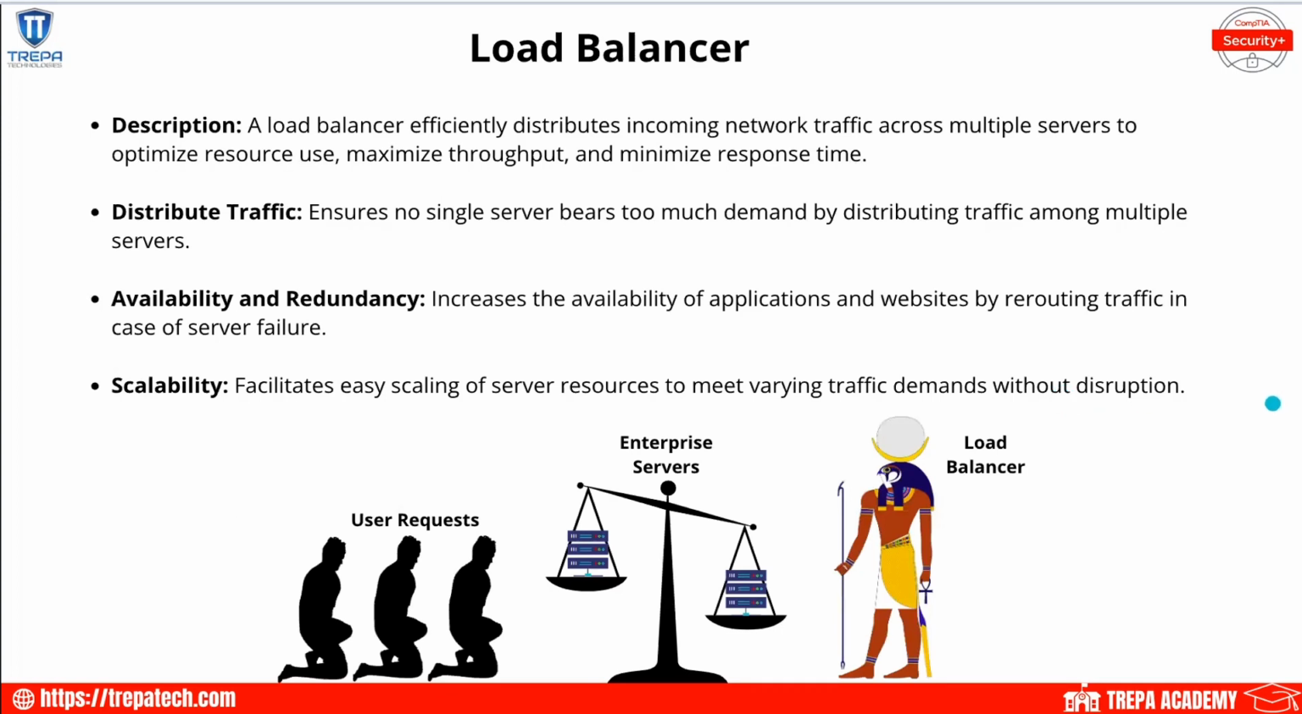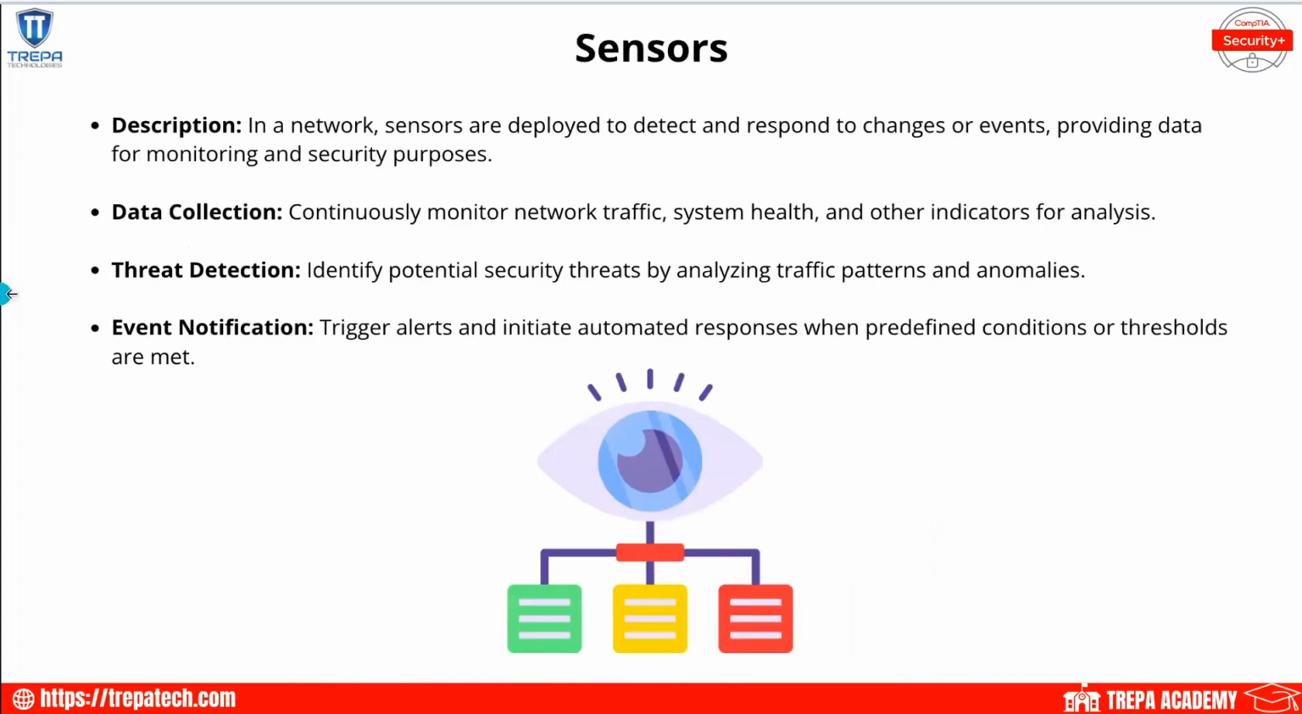All right, a load balancer. A load balancer efficiently distributes incoming network traffic across multiple servers to optimize resource use and maximize throughput. This is going to allow the distribution of traffic to maybe like our web server cluster. It's going to increase our availability and redundancy, and it's going to allow us to facilitate easy scaling of server resources to meet varying traffic demands, okay?